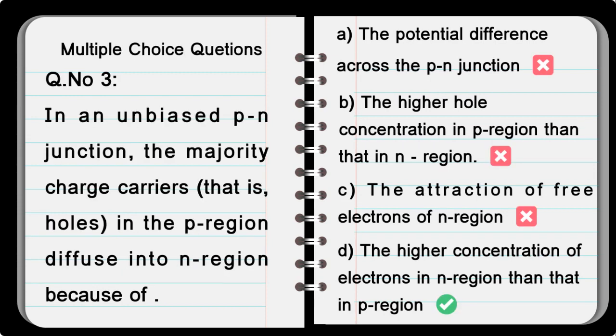I will read the question once again. Question number 3. In an unbiased p-n junction, the majority charge carriers, that is, holes, in the p region diffuse into n region because of Option A, the potential difference across the p-n junction. Option B, the higher hole concentration in p region than that in n region. Option C, the attraction of free electrons of n region. Option D, the higher concentration of electrons in n region than that in p region. The correct answer is Option D, the higher concentration of electrons in n region than that in p region.